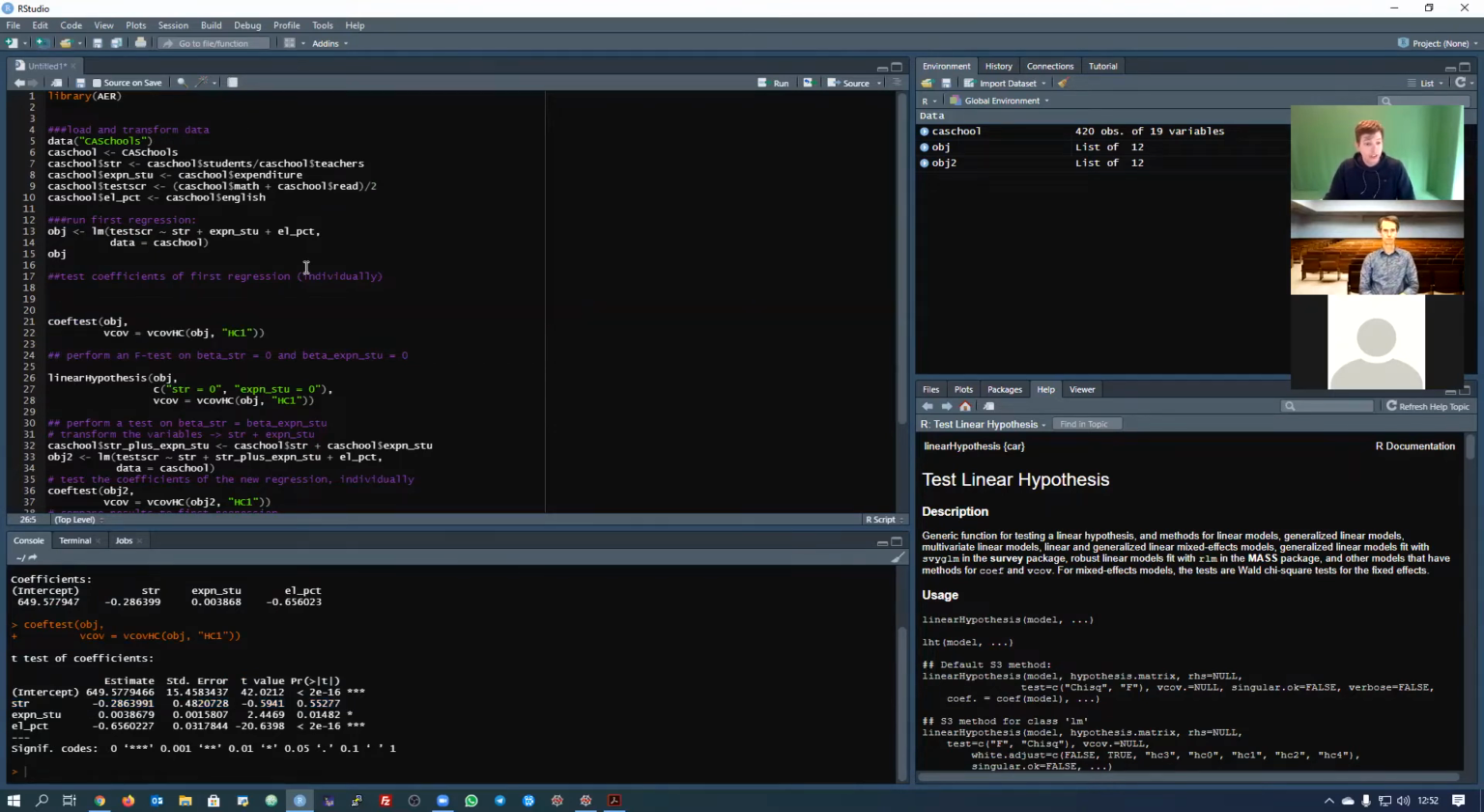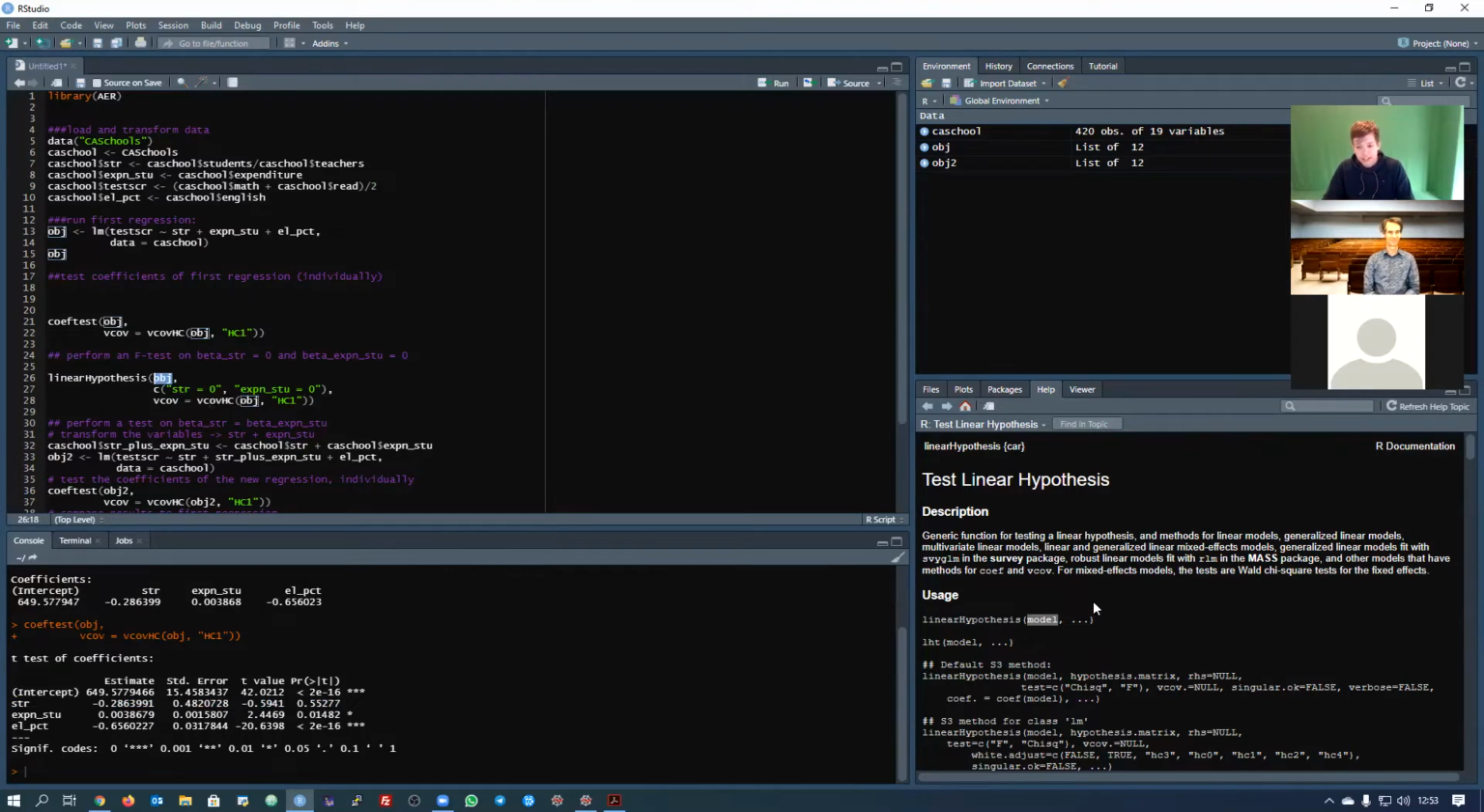Now let's switch to our linear hypothesis command. We have the command. And again, if you want to know anything about an unknown command, just press the F1 button while you are on that command with your cursor. And in the bottom right corner, the help of R will pop up regarding that command. And as you can see here, the first object we need to put into linearHypothesis is the model, so our regression object. So we just take that and put it in there.